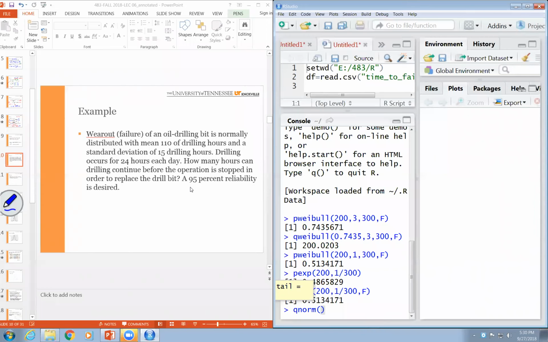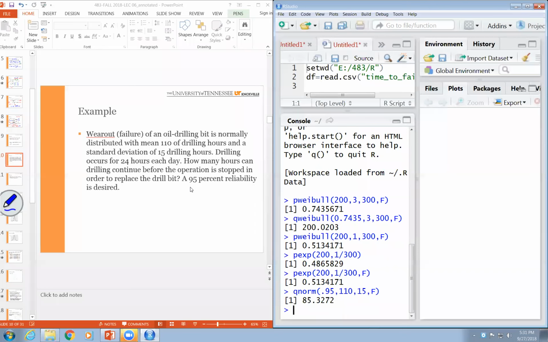Okay. 0.95, because that's the reliability of interest. Okay. 110 for the mean. 15% deviation, and then yes, because you want the desired reliability, right? There we go, 85. So obviously I'm doing it very quickly here. You're gonna have more time, but hopefully the process is clear. Any questions about this one? No? All right, excellent.